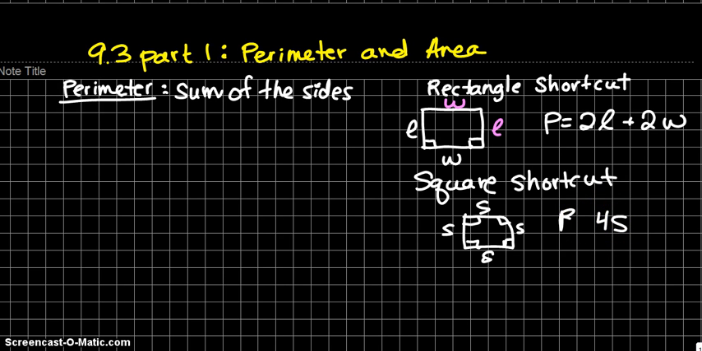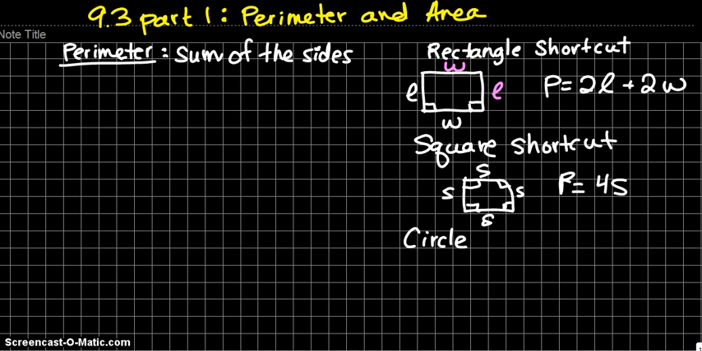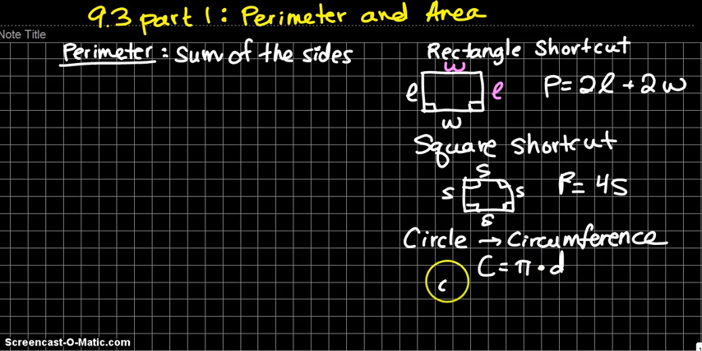And then last but not least, there's a shortcut for a circle, and this particular one you do need to know because we can't add up all the sides if you have a circle. So the perimeter of a circle is called the circumference of the circle. And you find the circumference of a circle by either doing pi times the diameter of the circle, or 2 times pi times r. Either one gives you the correct circumference.